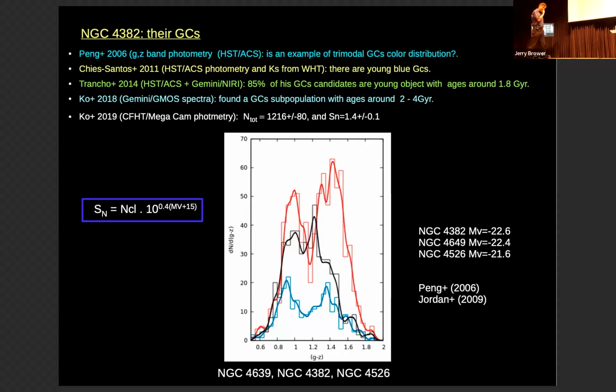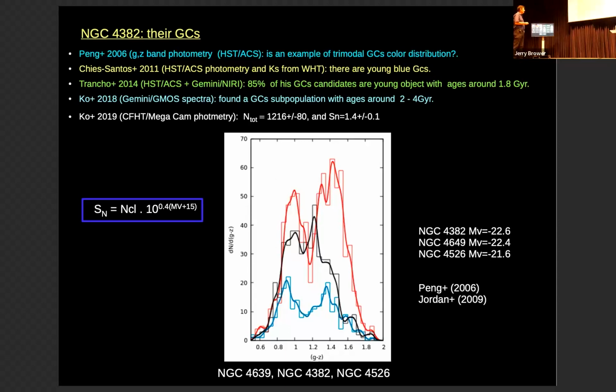Chies-Santos proposed that this object has blue young clusters, and more recently, Trancho obtained near-infrared photometry for a small sample in the center of this galaxy, and they estimated an age of about 1.8 gigayears. And finally, Côté obtained a GMOS mask for a small sample in this galaxy, and they found a group of globular clusters with ages between 2 and 4 gigayears. They estimate a total population of 1,200 globular clusters, which means a specific frequency of around 1.4, which is very low for a massive elliptical galaxy.